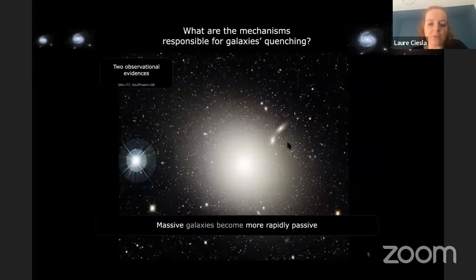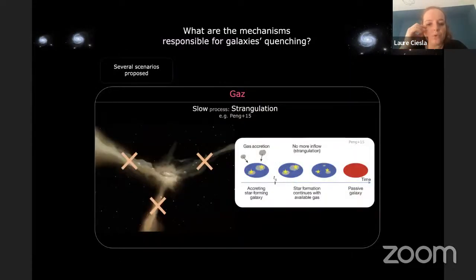The other observational evidence that we have is that more massive galaxies become passive more rapidly. So here the mass plays a role in quenching the galaxies' star formation activity. To try to put some constraints on this and understand these two clues, we have some scenarios for possible mechanisms responsible for the quenching of galaxies. Here we try to list a few of them.